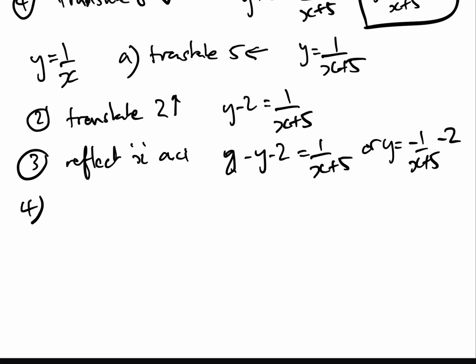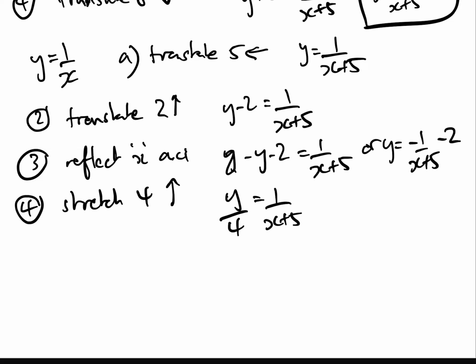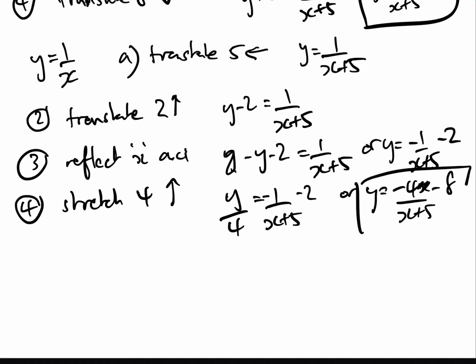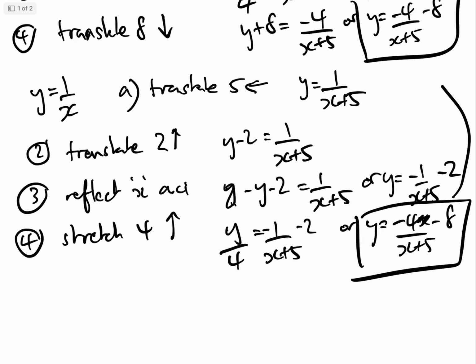And then D4, we stretch by 4 parallel to the y-axis, which means we replace y by y over 4. So y over 4 equals minus 1 over x minus 5 minus 2, or y equals, so that's minus 1 over x, y equals minus 4 over x plus 5 minus 8, which again is exactly the same as what we just had there. So that's another method.